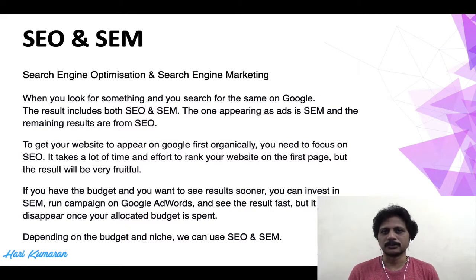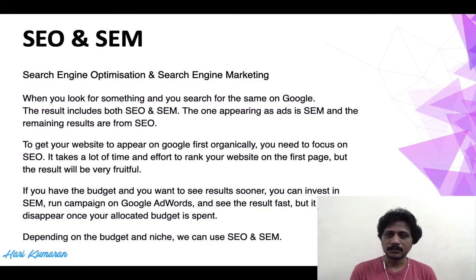To appear on Google without the text ad, you need to do SEO, search engine optimization. To get your website to appear on Google's first page organically, you need to focus on SEO. Yes, SEO is going to take a lot of time because you need to optimize your website, optimize the content, and identify the keywords. All these things I will explain in more detail in the SEO lesson. In this lesson, I will just cover the basics. SEO is fruitful in the longer run. You can see the results in the longer run, but you will not be able to see the results immediately. It will take a minimum of 6 months or 1 year, depending on the keywords, competition, and quality of the content you are going to post.